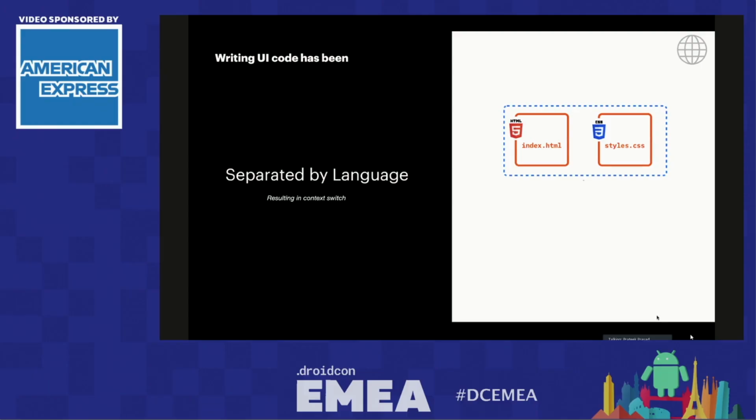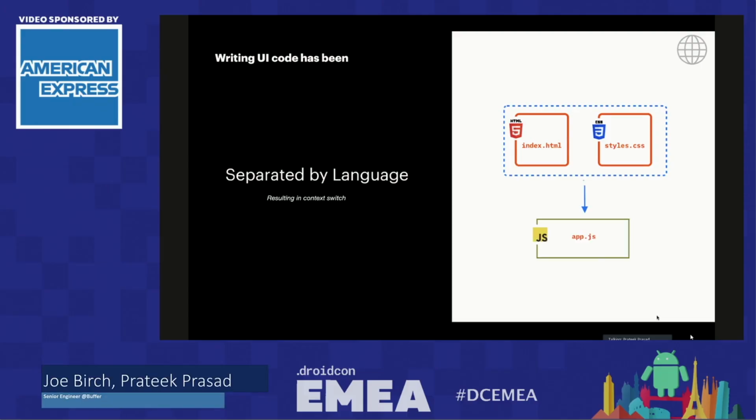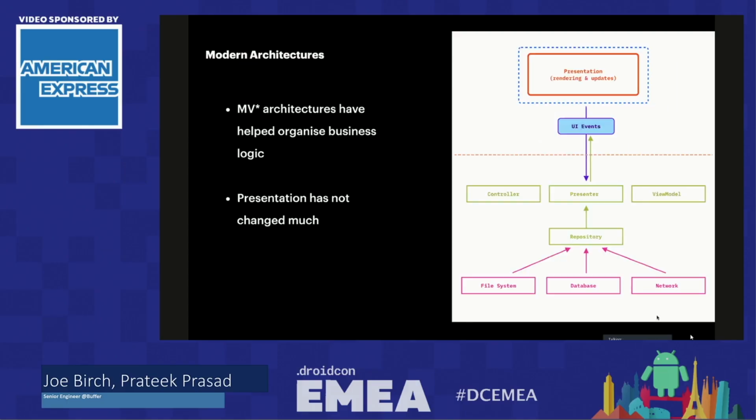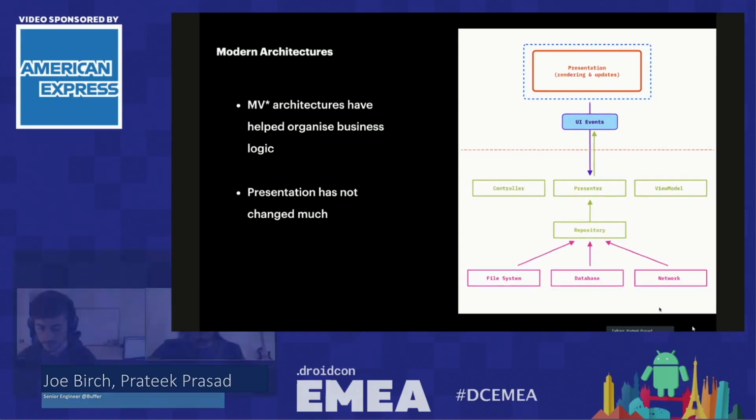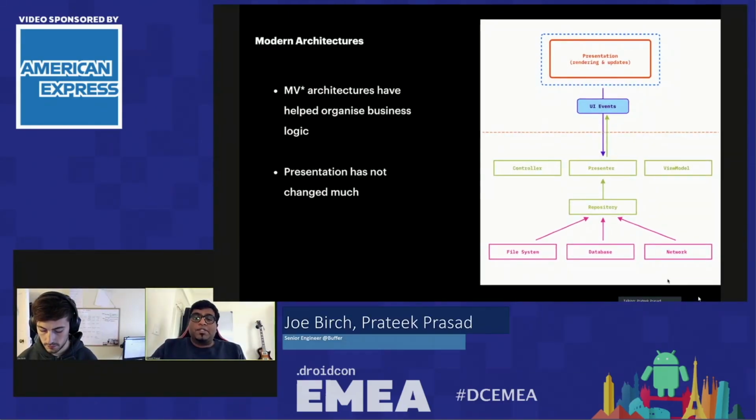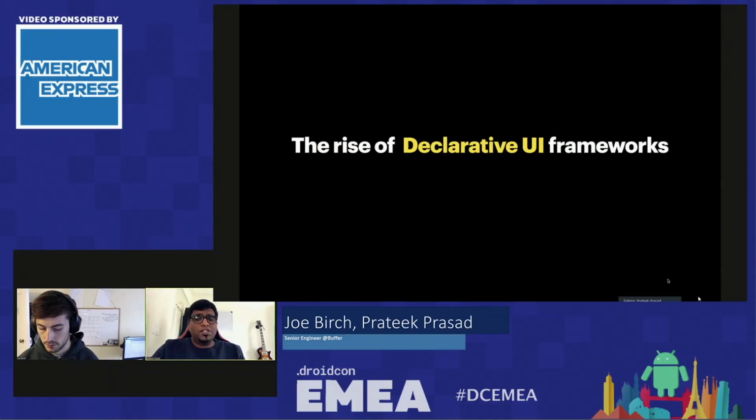You write your layouts in HTML, you style them in CSS, and then you flesh it out with actual data and logic via JavaScript. So every modern application uses some sort of architecture to reduce coupling, to make things more testable, and to isolate related concerns into their own modules. But these architectures have only helped us organize our business layer. When it comes to the presentation, we're not doing anything drastically different from what we used to 5 to 6 years ago. And this is where declarative UI frameworks come into the picture.